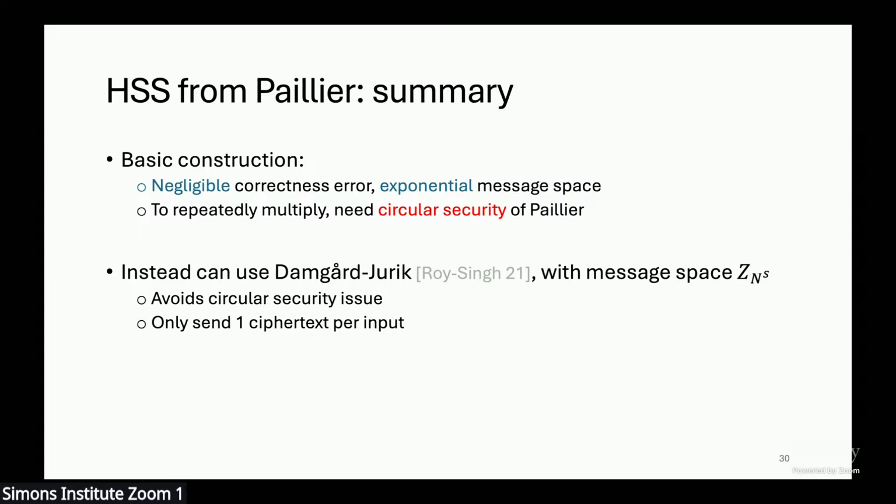Yeah, so using Damgård-Jurik has some nice advantages. The circular security issue goes away, and also now each input. Because with Paillier, the secret key doesn't actually fit in the message space, so you have a problem of encrypting the secret key. You have to break it into several chunks. This also goes away with Damgård-Jurik.